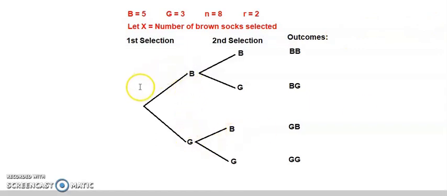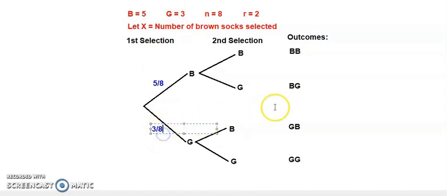Now look at how to get the probability. For example, what is the probability to get a brown sock on the first selection? Recall that probability is the number of events in that experiment divided by the total sample space. Brown socks we have 5, total socks is 8, so it will be 5/8. Green socks we have 3, so the probability is 3/8. The total sample space is 8. Remember, for each branch the total probability must be equal to 1. So 5/8 plus 3/8 is 8/8, which is equal to 1.